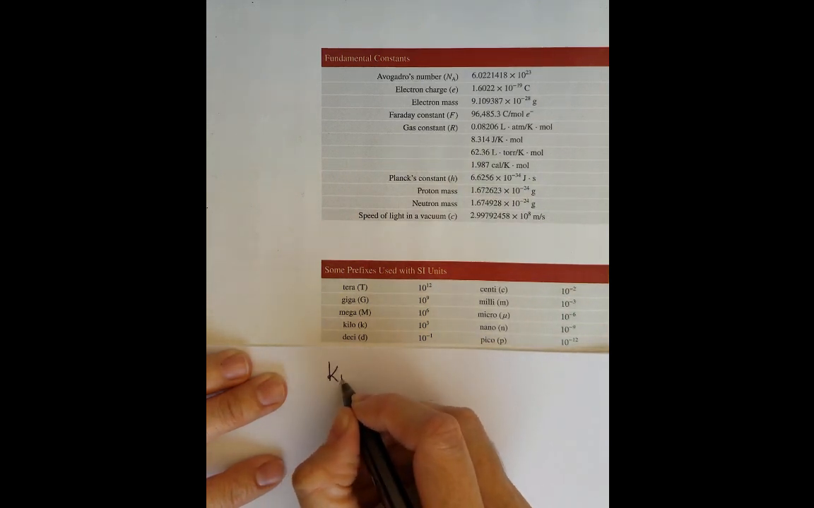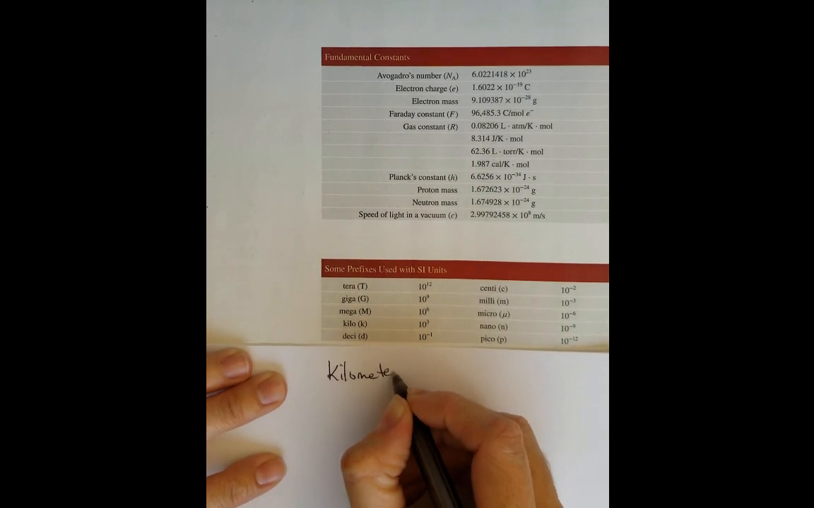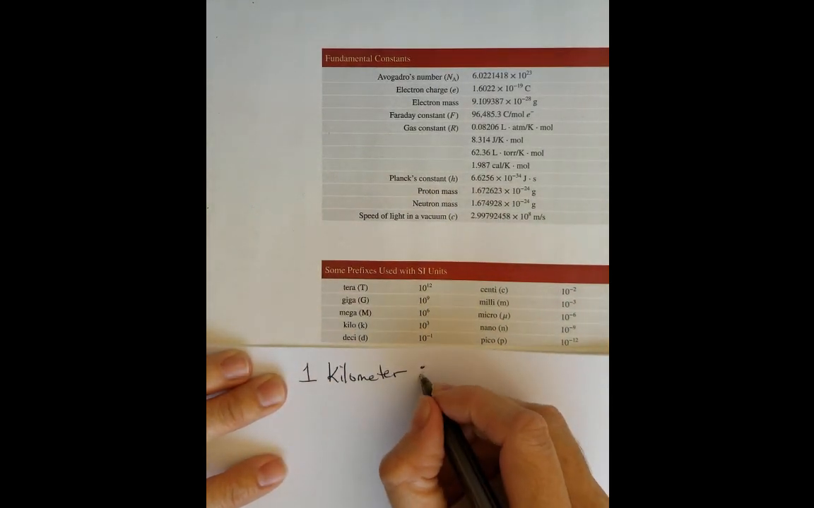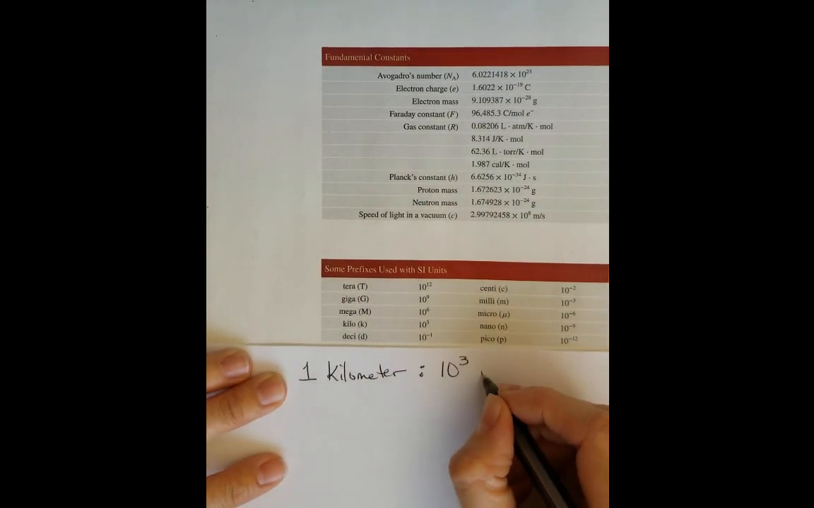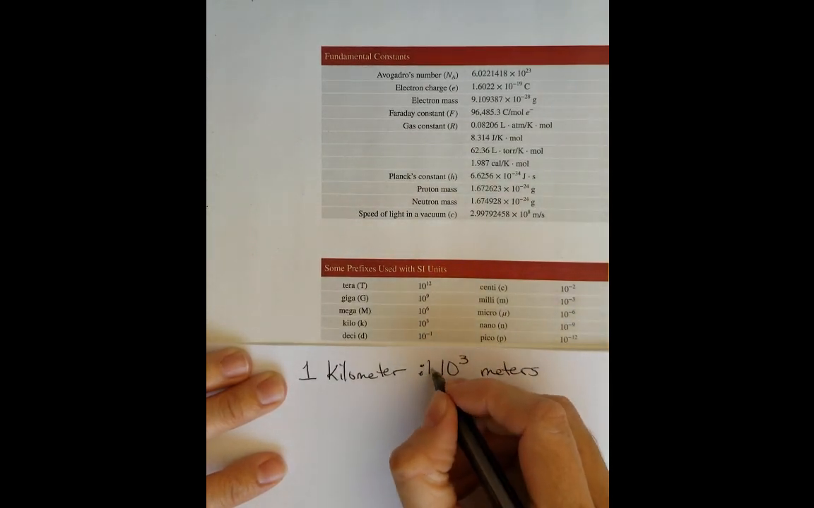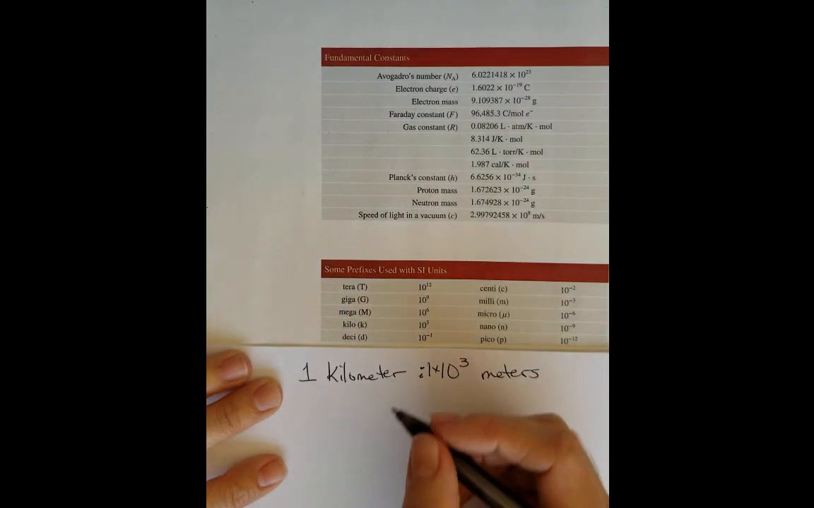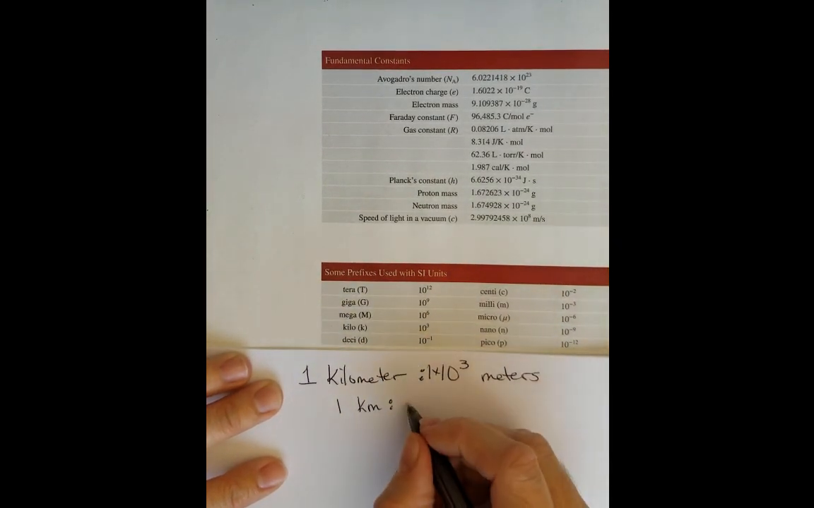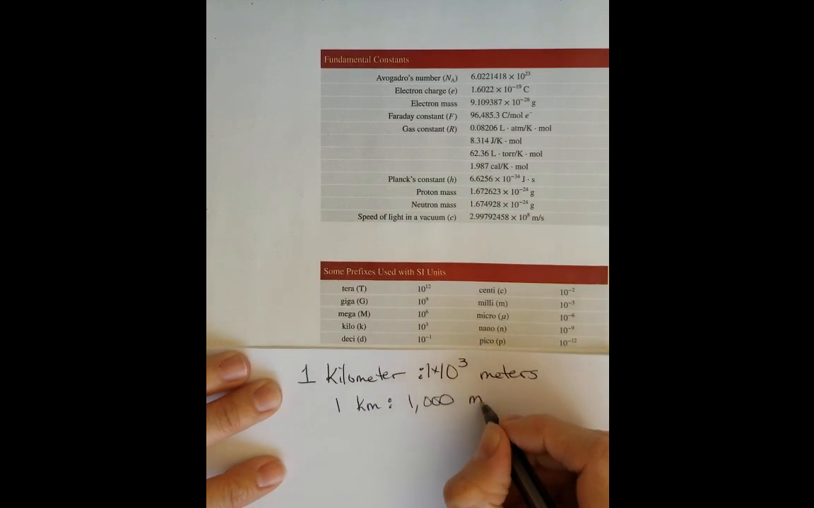So if we were talking about a kilometer, that is actually pretty big. To get 1 kilometer, you need 10 to the third meters, or 1,000 meters. You can go ahead and put this 1 times 10 to the third. So this would also be 1 kilometer being equal to 1,000 meters.